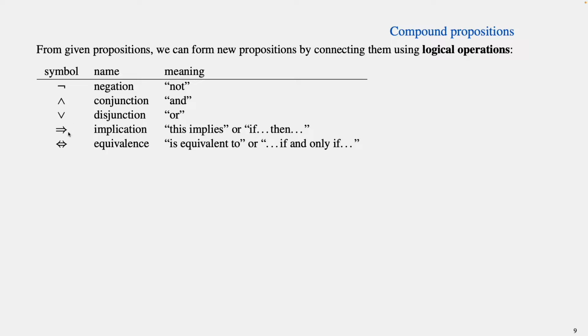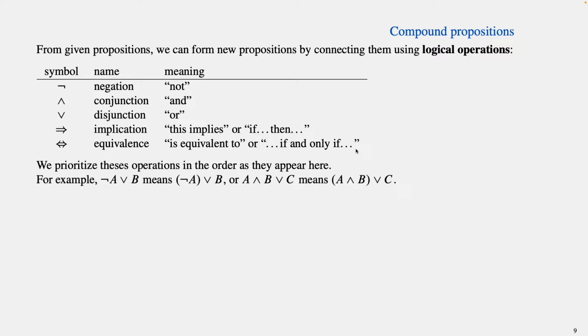Then we have the implication, denoted by an arrow. So we would have A arrow B, which we read as A implies B, or if A, then B. And then we have the equivalence, which is basically the implication in two directions. It means A is equivalent to B, or A is true if and only if B is true. So this corresponds to saying A implies B and B implies A.